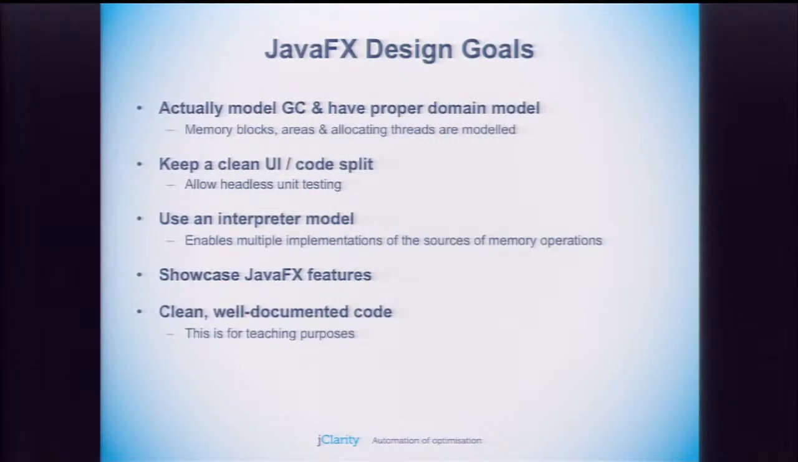And these are some of the design goals that we had. We wanted to actually model GC. We wanted to have a proper domain model. So in the code that we're going to show you, we have actual memory blocks. We have actual areas and real memory pools which model the exact ones that are inside the Java virtual machine. We have objects which model actual threads allocating data and running computations. That was great. So we started with that.